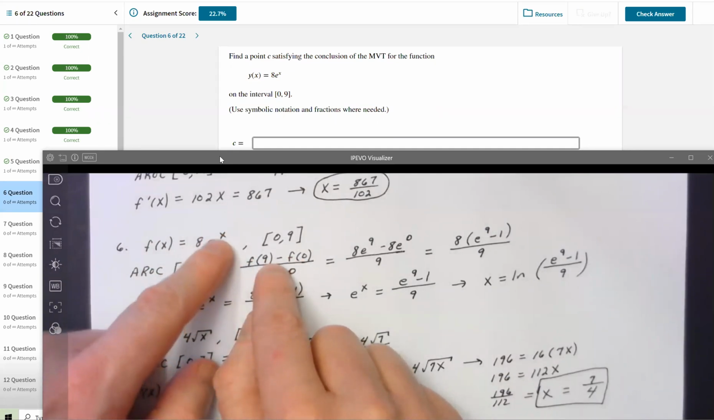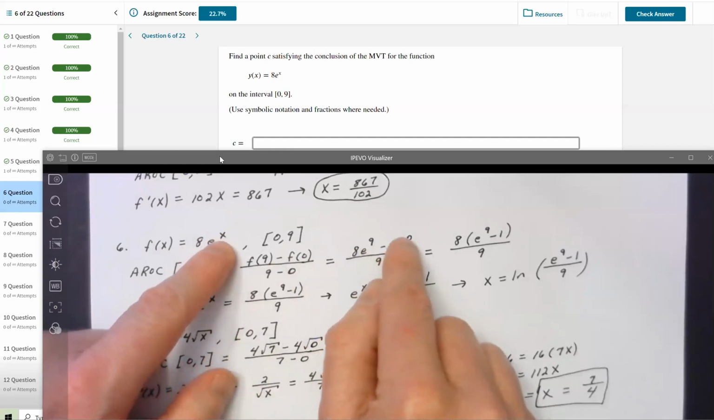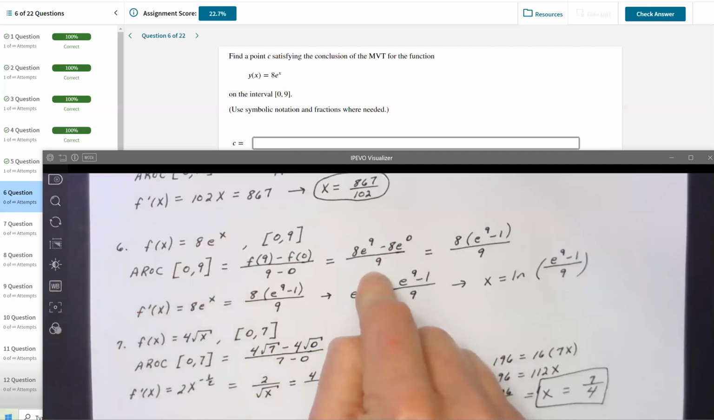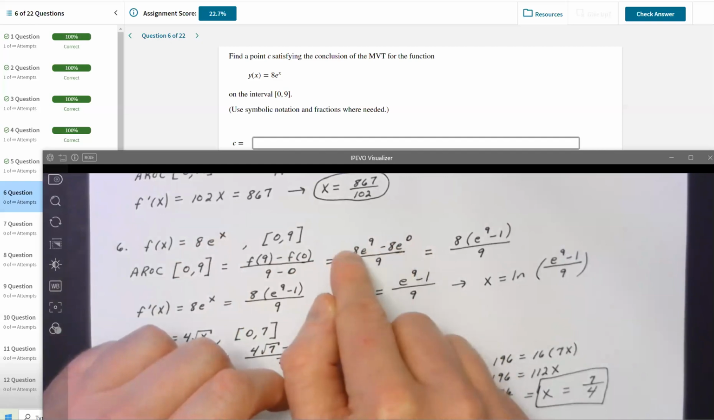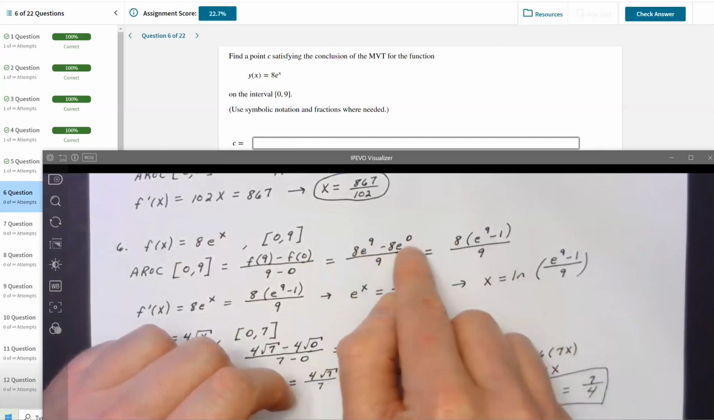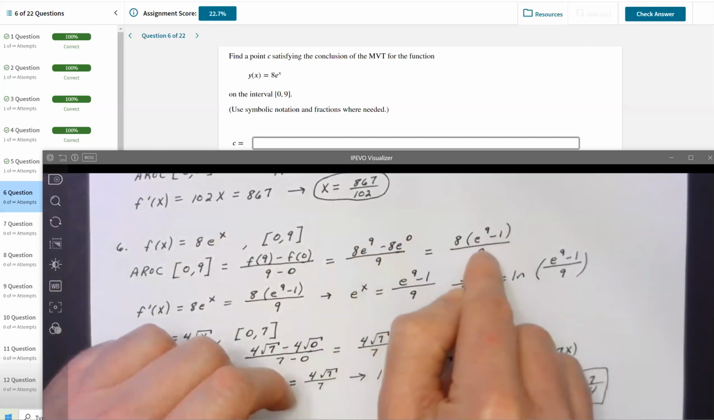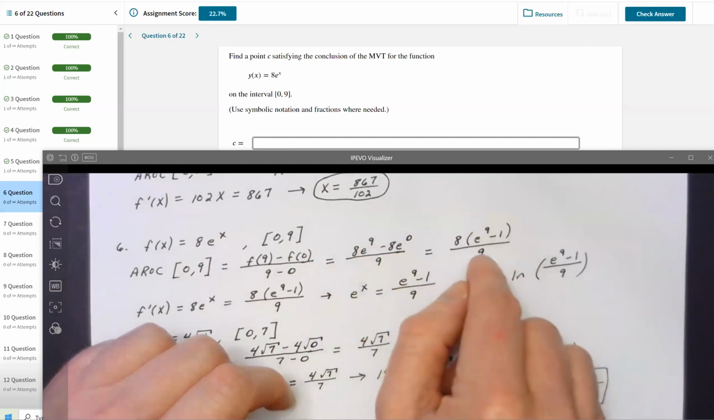f of 9, that's just going to be 8e to the 9th. f of 0, 8e to the 0, of course. My denominator 9 minus 0 is just 9. Now, in that numerator, I went ahead and evaluated it by factoring out an 8. And when I factored out the 8, it left me e to the 9th minus e to the 0. And of course, we know e to the 0 is 1. So now I have my simplified expression for the average rate of change.